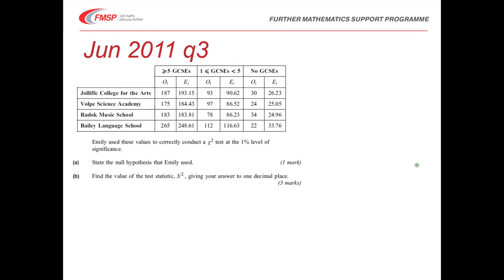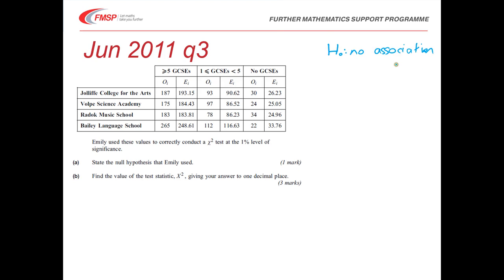Great, so we're asked to state a null hypothesis that Emily can use. Okay, she's going to do a test. So there's 2 ways of phrasing this. Now this is non-parametric, so we need words. So null for no, so no association. Now please don't just write no association. That's going to get you not very many marks. You need it in context.